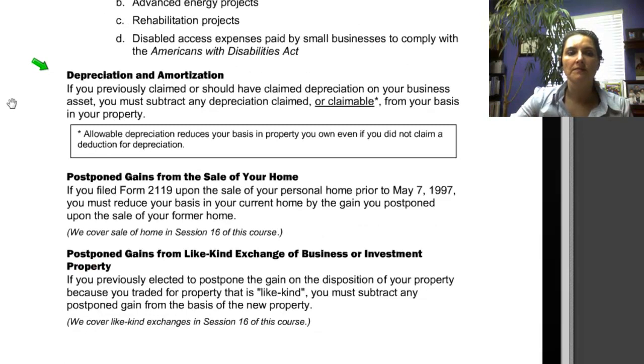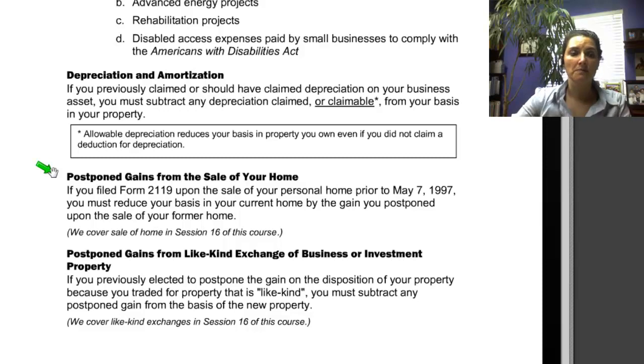Depreciation and amortization. If you previously claimed or should have claimed depreciation on your business asset, you must subtract any depreciation claimed or claimable from your basis in your property. Allowable depreciation reduces your basis in property you own, even if you do not actually go ahead and claim the deduction. So in other words, depreciation is actually mandatory, and depreciation is coming up in our very next class.